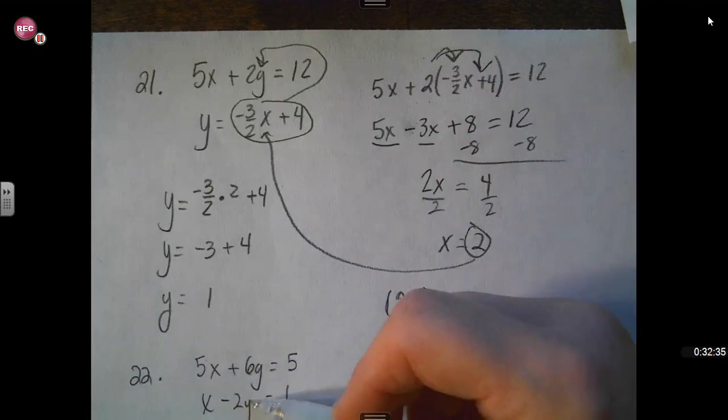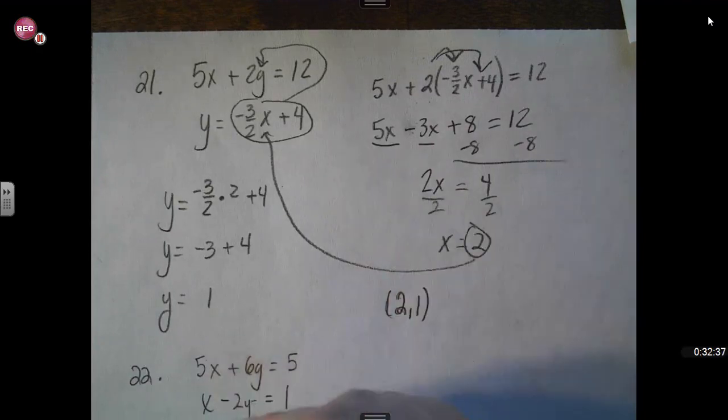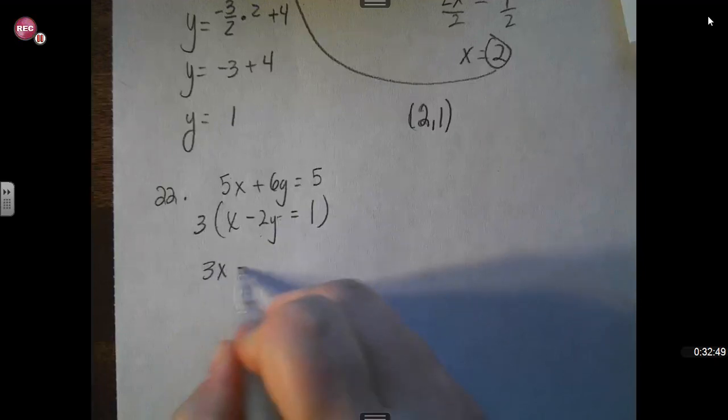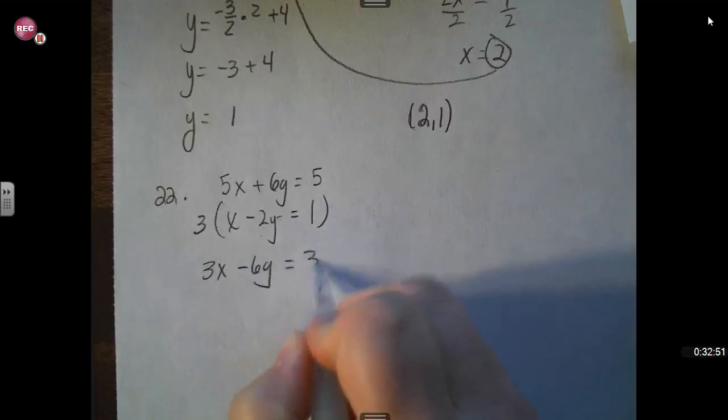And when I look at it, I see a positive 6 here and a negative 2 here. If I make that negative 6, the y's would drop out. And to make that a negative 6, I need to multiply this by 3. Okay, so that's going to give me 3x minus 6y equals 3.